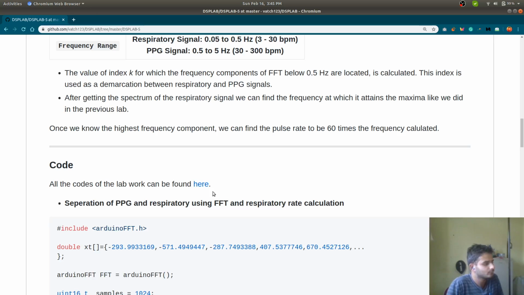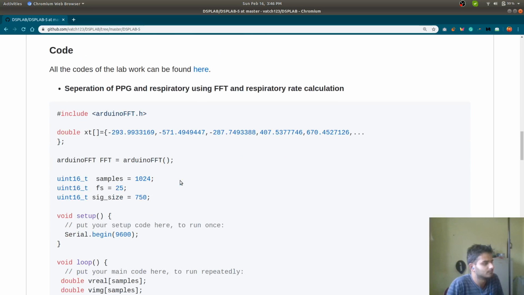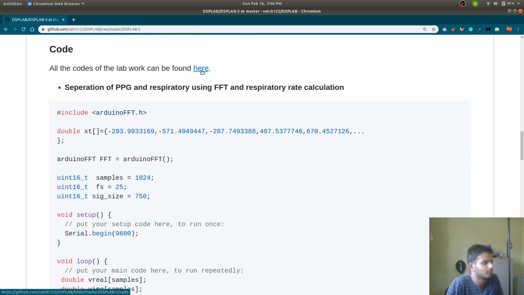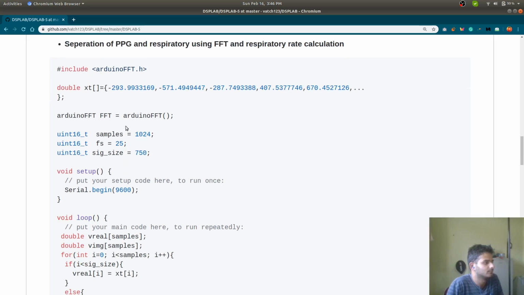Now coming to the code, all the code can be found in the description. Separation of PPG and respiratory using FFT and respiration rate calculation. #include ArduinoFFT.h. This is the Arduino FFT library which we are using for calculating FFT. This is our input signal. This uint16 is samples, the number of samples. An unsigned 16-bit integer we have used for the number of samples, and it is 1024.